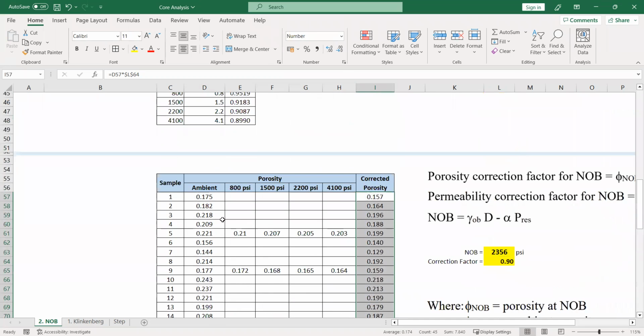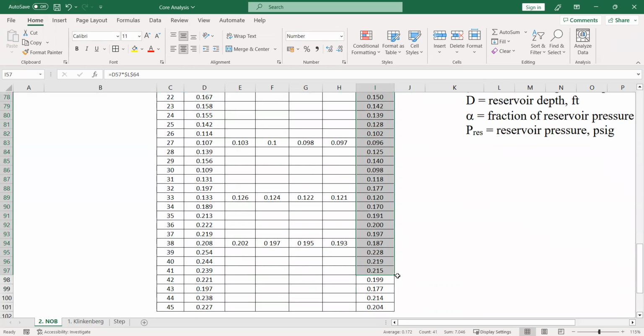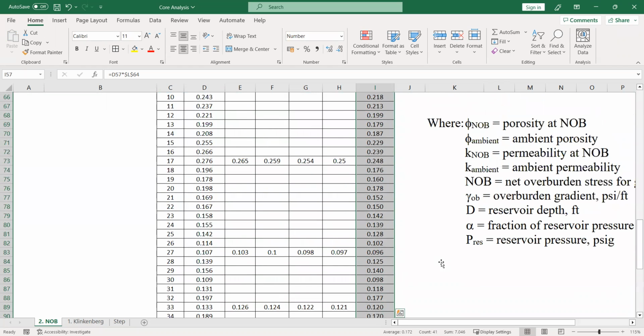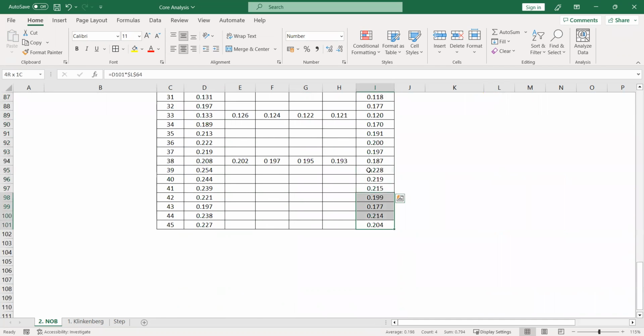So rather than using this ambient porosity in your computation, analysis, simulation, you should use this corrected porosity. Why? Because this ambient porosity is measured under ambient condition, which does not represent the reservoir condition. What represents reservoir condition should be this corrected porosity, because this is the porosity that exists under net overburden condition, right? Where your rock experiences overburden.